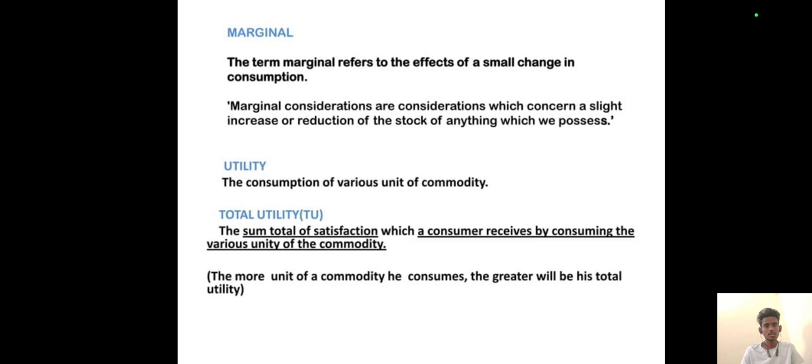Utility: the consumption of various units of a commodity. Total utility is the sum total of satisfaction which a consumer receives by consuming the various units of the commodity. The more units of a commodity he consumes, the greater will be his total utility. This is the total utility.